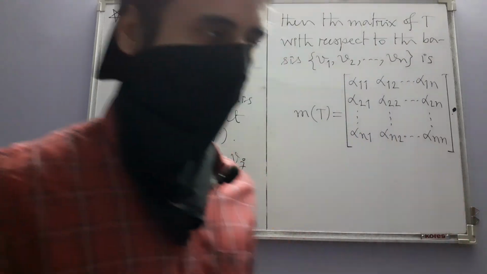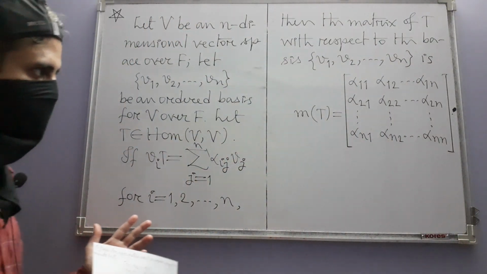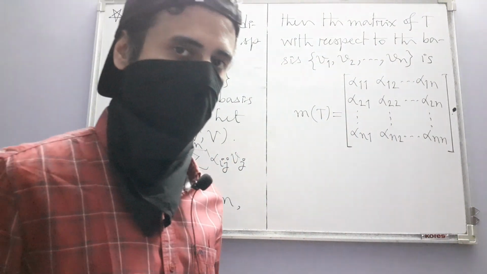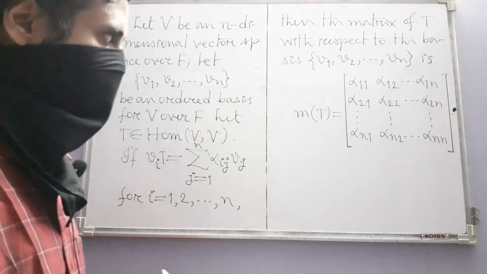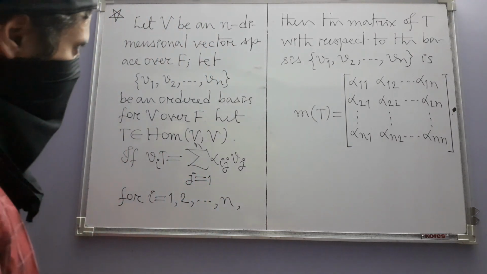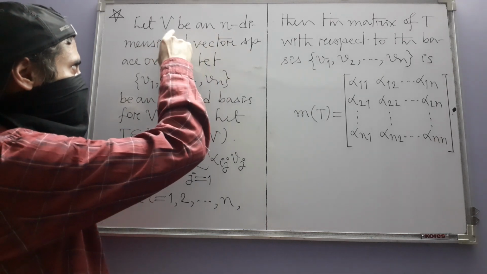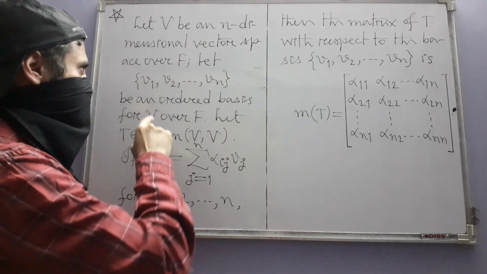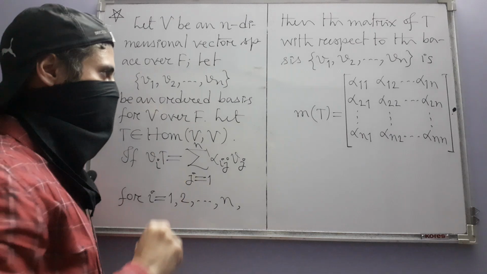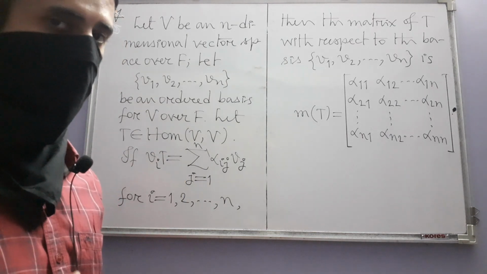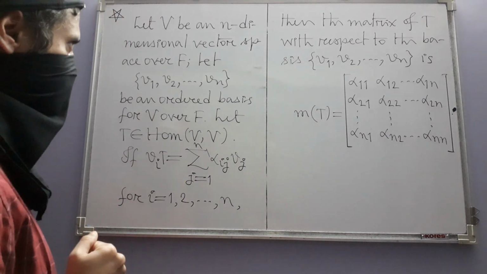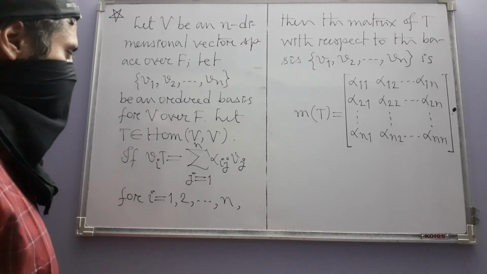Okay, so let us again go through what we have already seen about matrices so far. So what we have seen is this. Say we consider an n-dimensional vector space V, and say we consider an ordered basis for V over F. F is of course the underlying field.